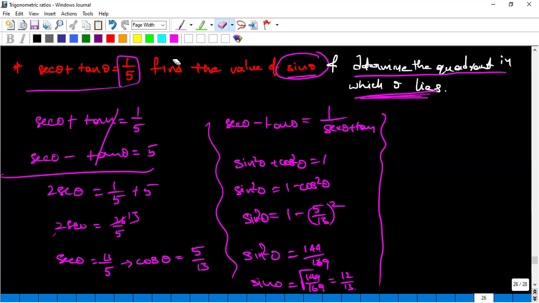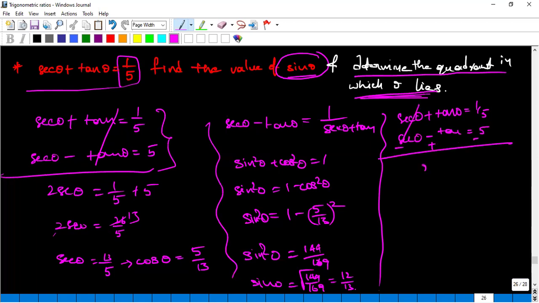If we add these two, we are getting secant theta, right? What if we subtract? Secant theta plus tan theta is equals to 1 by 5. Secant theta minus tan theta is equals to 5 we have. If we subtract, these two will be cancelled. You will get 2 tan theta is equals to 1 by 5 minus 5. 2 tan theta is equals to 1 minus 25, minus 24 divided by 5. Tan theta is equals to minus 12 divided by 5.